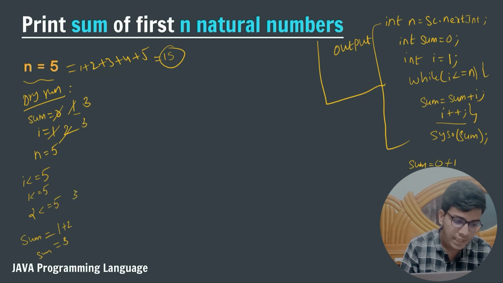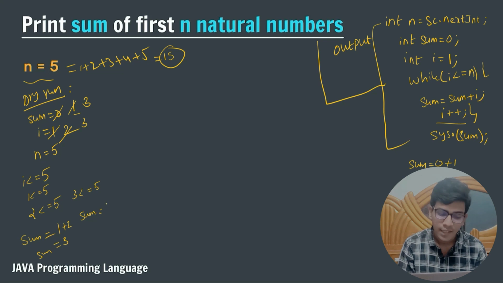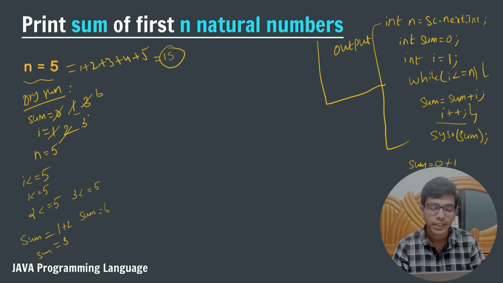After that, 3 is less than or equal to 5. Yeah, the condition is true. So sum will become, now our sum is 3 and I is 3. That is sum plus I, that is 3 plus 3. So sum will become 6 and I will be incremented by 1. So 3 plus 1, that is 4.